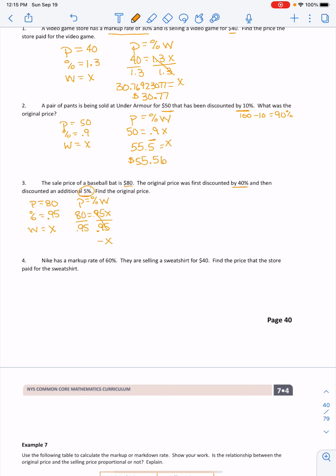So our x is going to equal 84.21052632. So that's going to round to 84.21. Let me fix that.